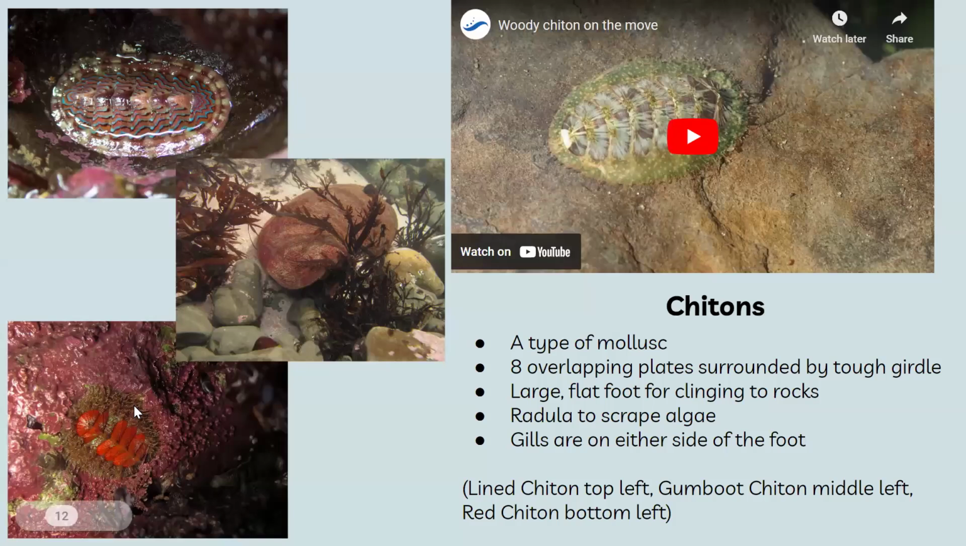And then this one down here is called the red chiton for obvious reasons. It's red. And this one here, I believe, is called the mossy green chiton. I'm going to show you a video of what they actually look like when they move.